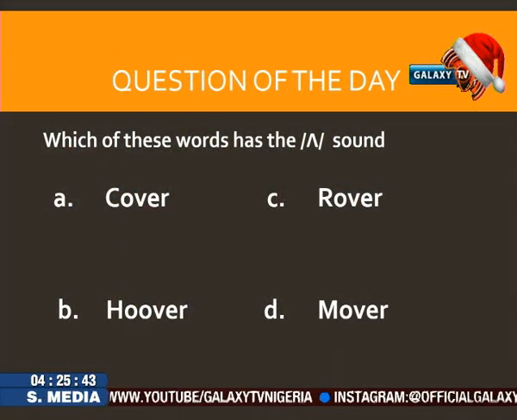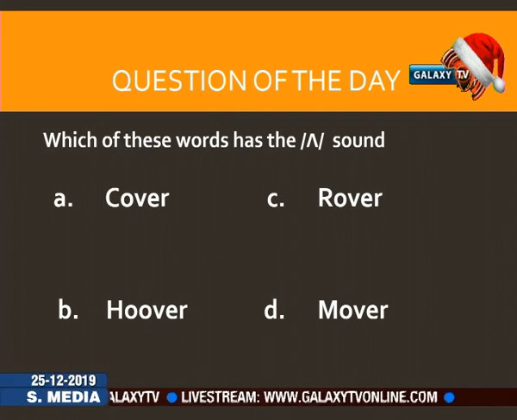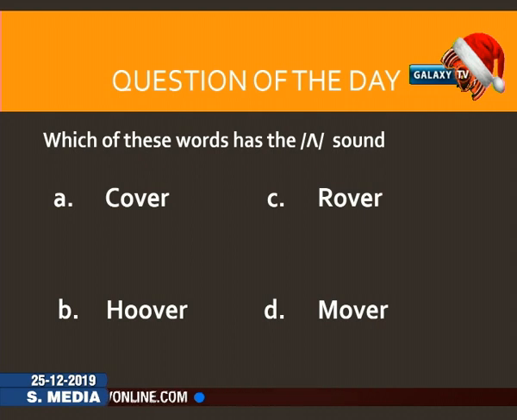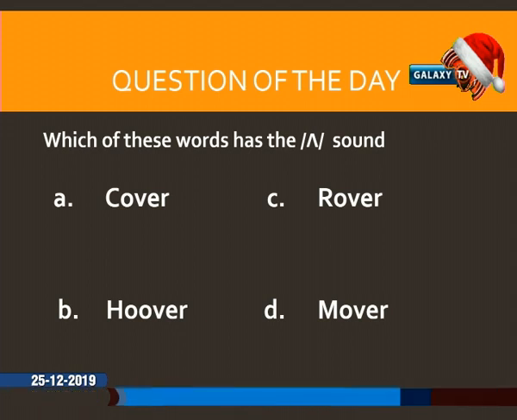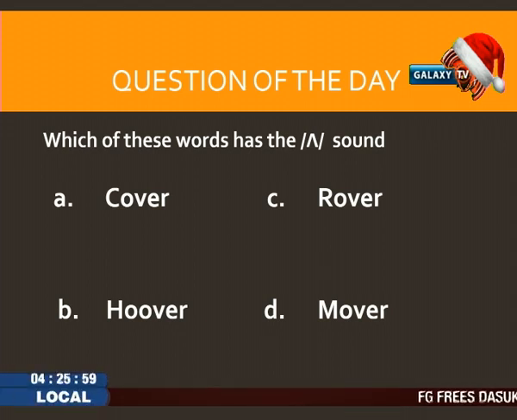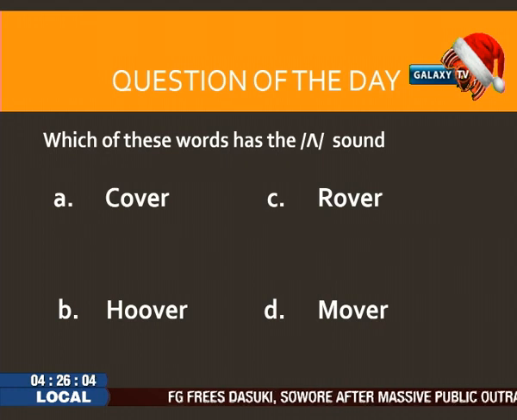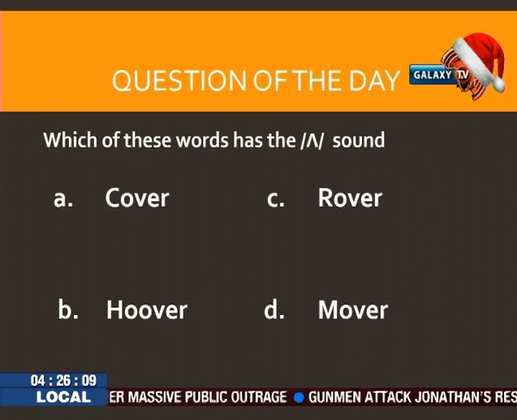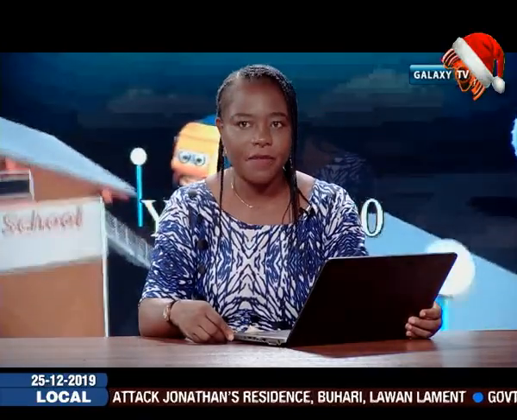Our question for the day was, which of these has the sound? So if you had said D, you'll be wrong because D is mover. If you had said C, then you are wrong because C is rover. If you had said B, then that's wrong too because B is hoover. But if you had said A, then that is correct, cover. So the only word in the list there which has the sound is cover. And that is the correct answer to the question, A, cover.